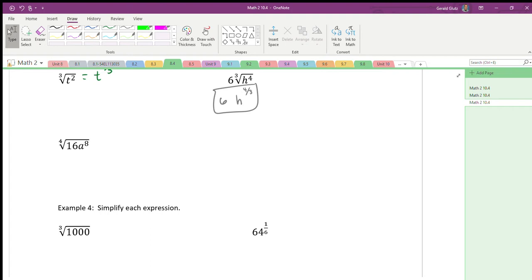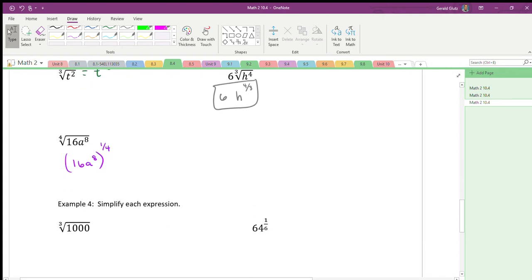All right, next one gets even more tricky. All of this stuff is under the radical, so that means all of this stuff has an exponent of 1/4. However, we could simplify, and it doesn't really say. We could simplify these two things, or at least I could simplify the a to the 8. So 16 to the 1/4.